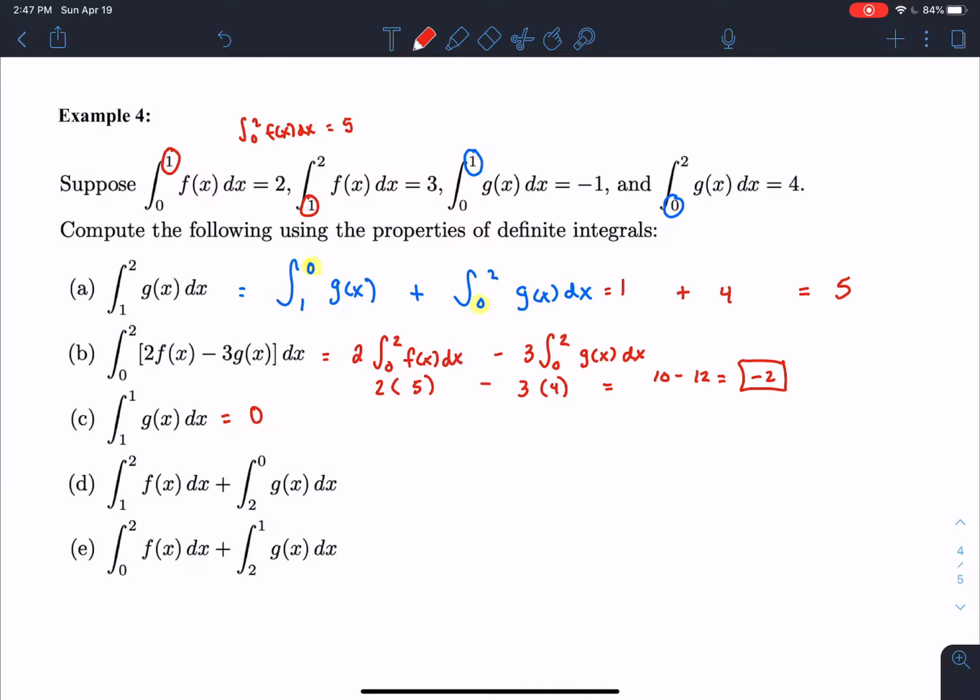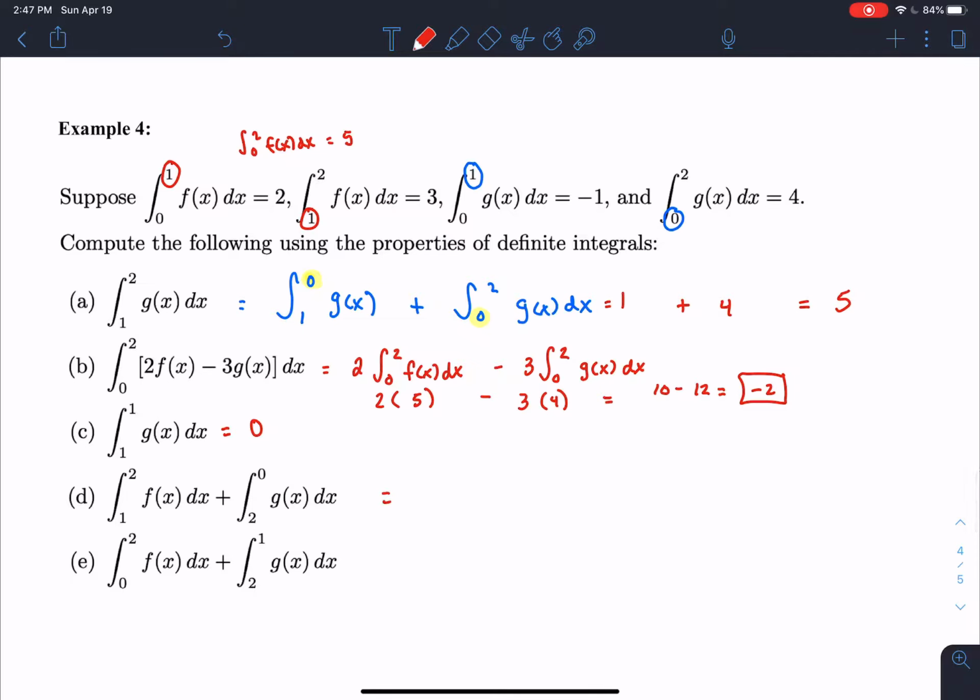Letter D, going from 1 to 2 of f of x, okay, which we know is 3, plus 2 to 0 of g of x, okay? Now we know from 0 to 2 is 4. Now if I just switch that, that becomes negative 4. So your answer would be negative 1.